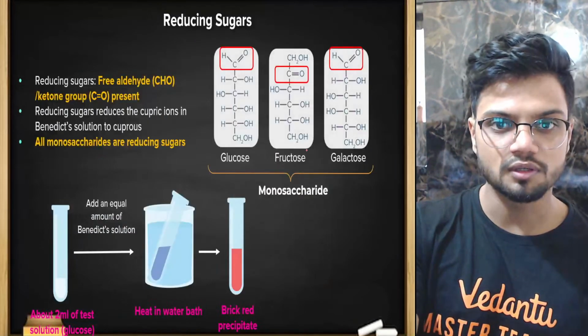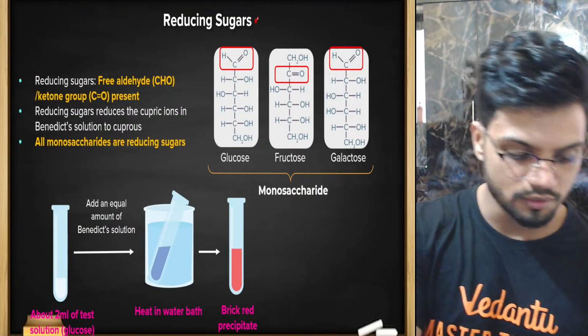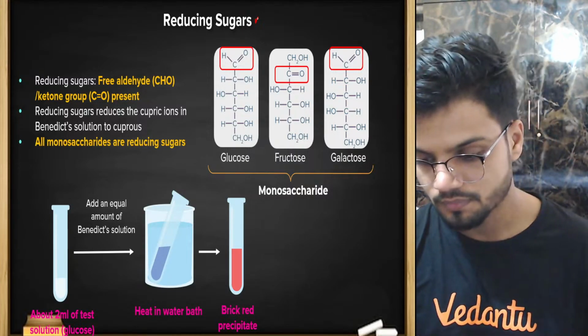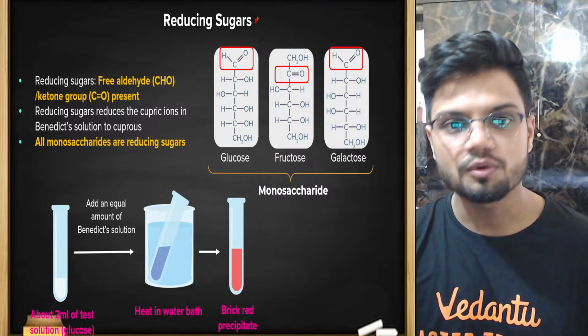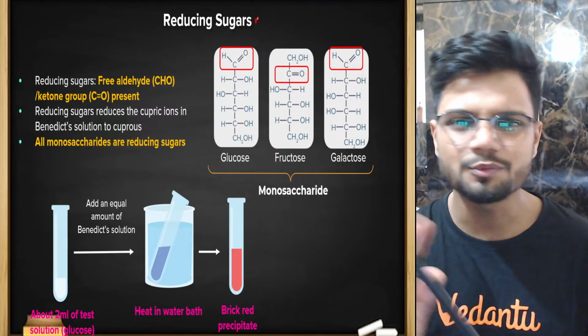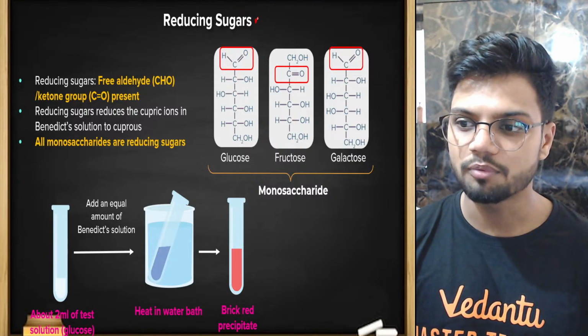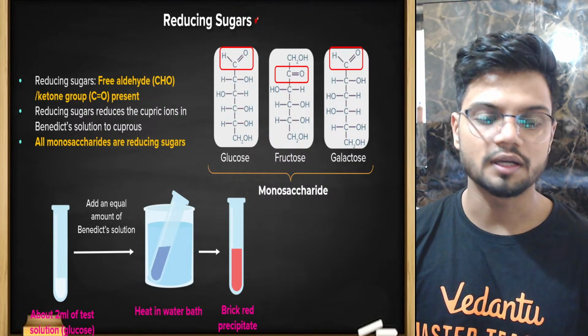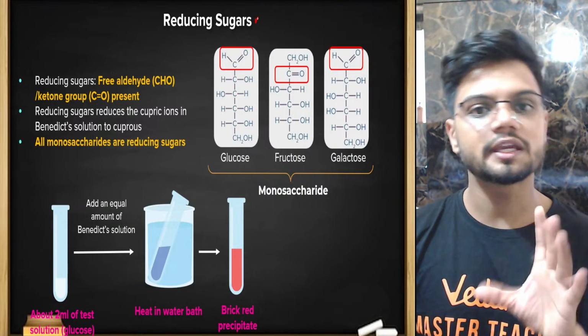Now we will understand the next concept. It is called reducing sugar. You might have heard about reducing sugar when we learn about it in chemistry. Reducing sugar, non-reducing sugar. So what is the meaning of reducing sugar, students? The meaning is very simple. Reducing sugars are a type of carbohydrate. They are a type of sugar which has a free aldehyde or a ketone group.